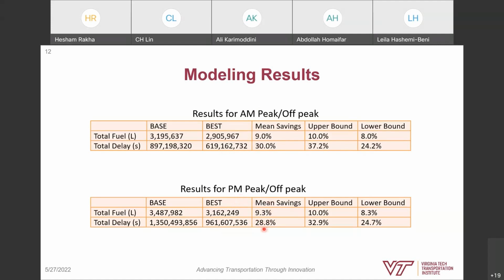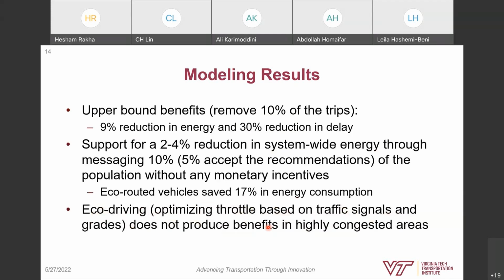Similar results we got for the PM peak, which is an average of 9.3% reduction in energy, and close to 29% reduction in vehicle delays. And this just summarizes the conclusions that we came up with from this study.